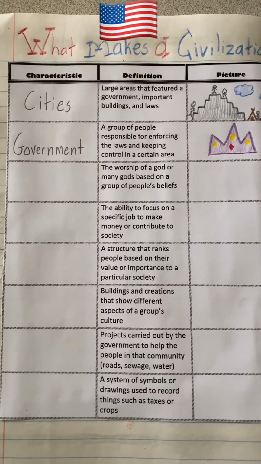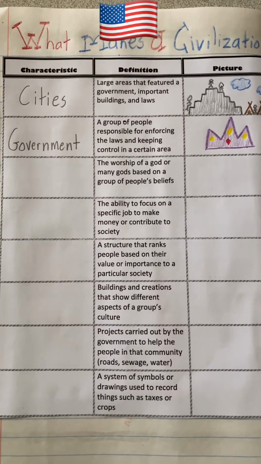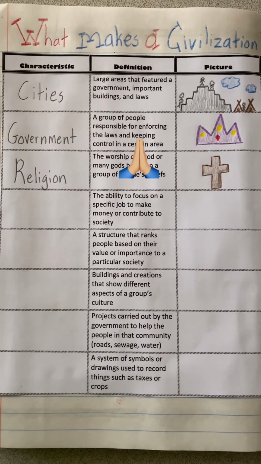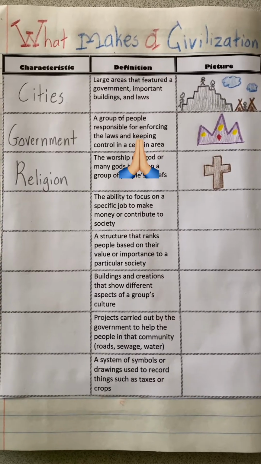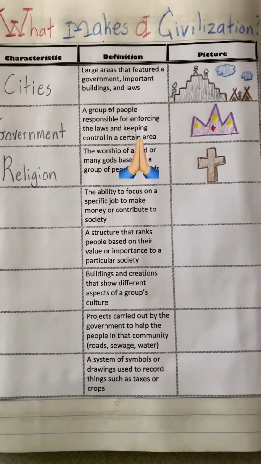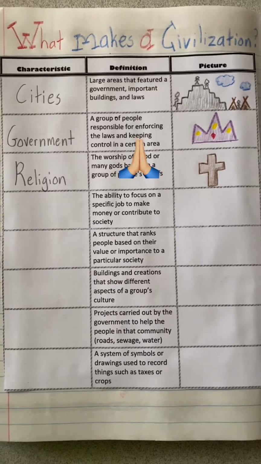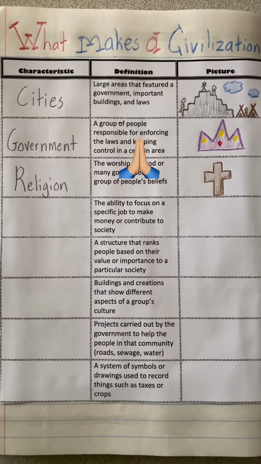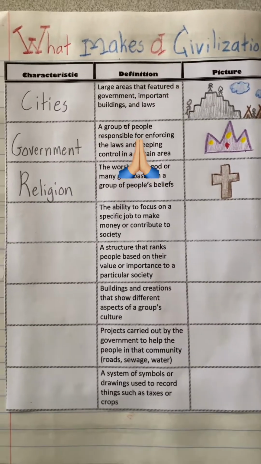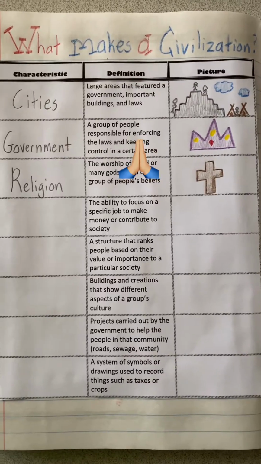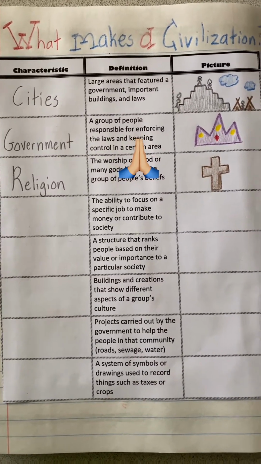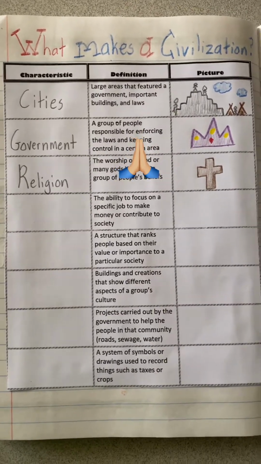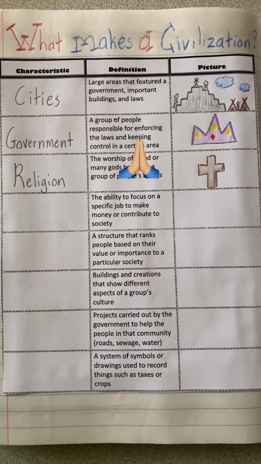The next one, the worship of a god or many gods based on a group of people's beliefs. You guessed it, religion. In order to be a civilization, you have to have some sort of a religion, some sort of ideology that many people follow behind. Me personally, as Mr. A, I relate to Christianity, and that is what I believe. But this definition clearly says it's the worship of a god or many gods based on a group of people's beliefs. So in order to be a civilization, it has to be a widely accepted and popular religion of choice. And we're going to find that these civilizations, this was one of their most important characteristics and what made them a little bit crazy.